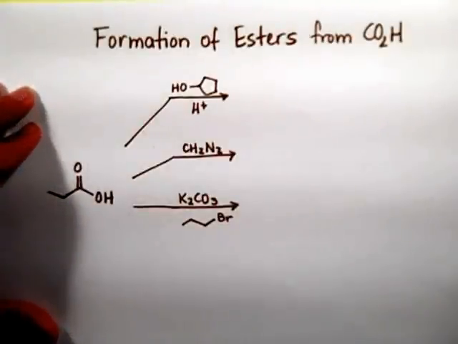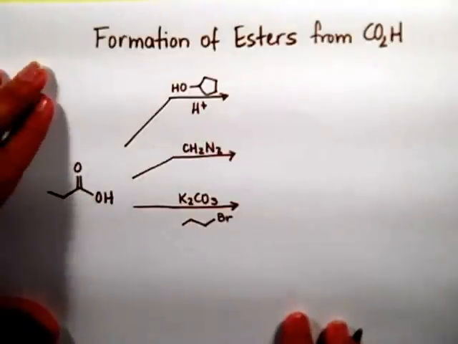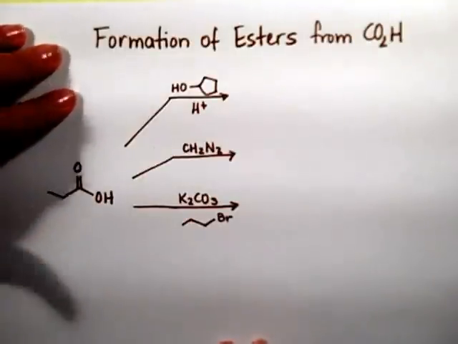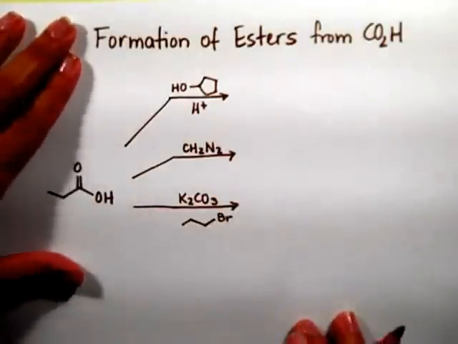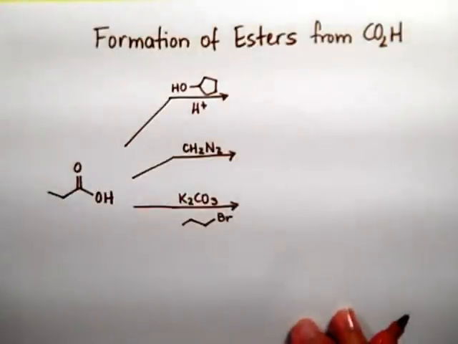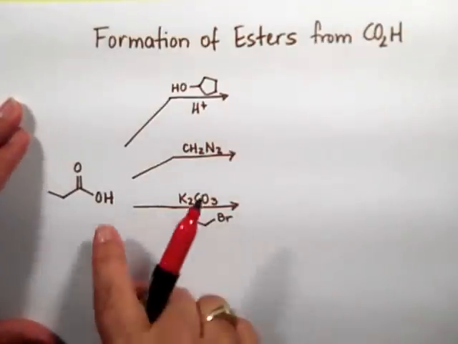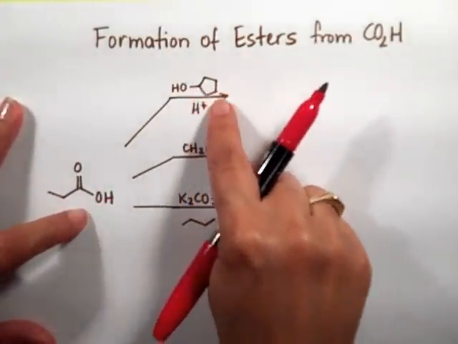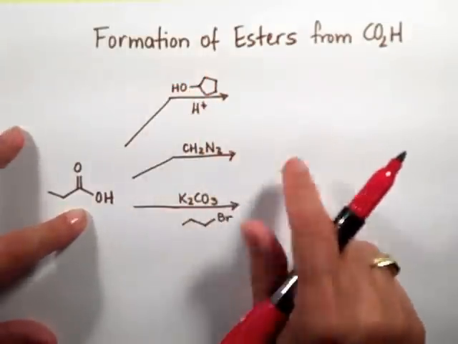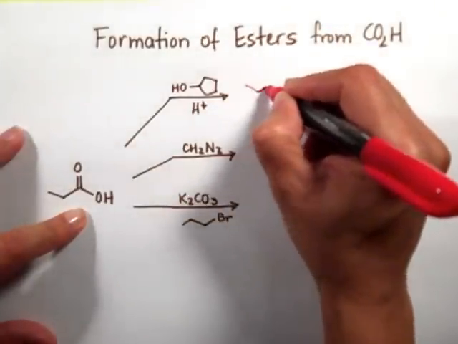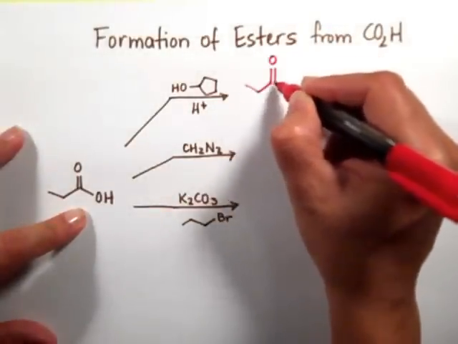Let's talk about forming esters starting from a carboxylic acid. Now notice these three reactions. I did not include them in the other reactions of carboxylic acid because the three of them are actually going to make esters. The first reaction right here, the carboxylic acid reacting under acidic conditions with an alcohol, that is known as the Fischer esterification reaction.